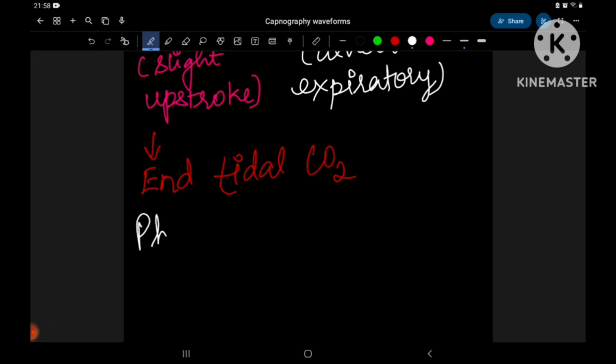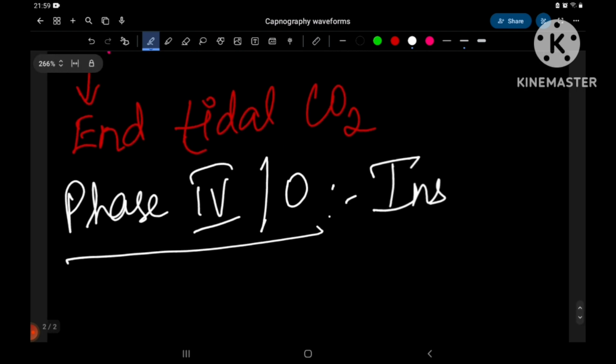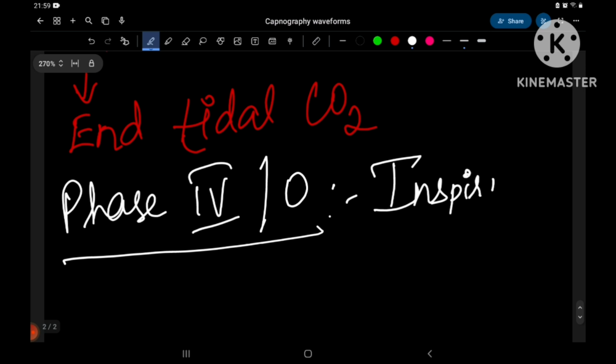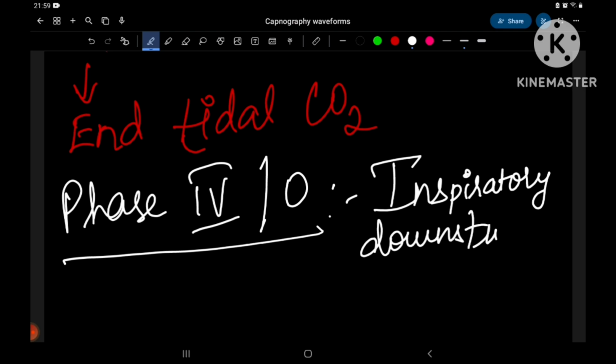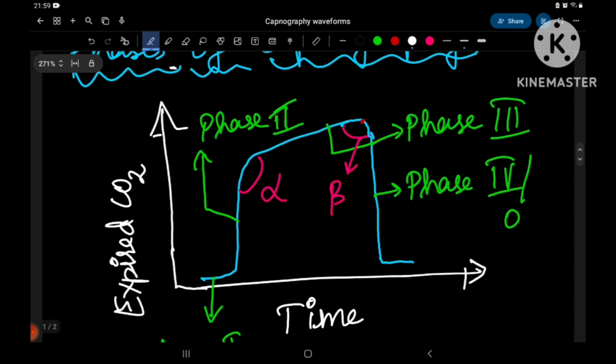Next, let's see phase 4. What is this phase 4 or phase 0? It is nothing but the baseline, it goes to the baseline. So it's basically the inspiratory downstroke. If you consider this as a vector, you can easily see it's going upstroke, and thereafter it's going downstroke. So this is the inspiratory downstroke.